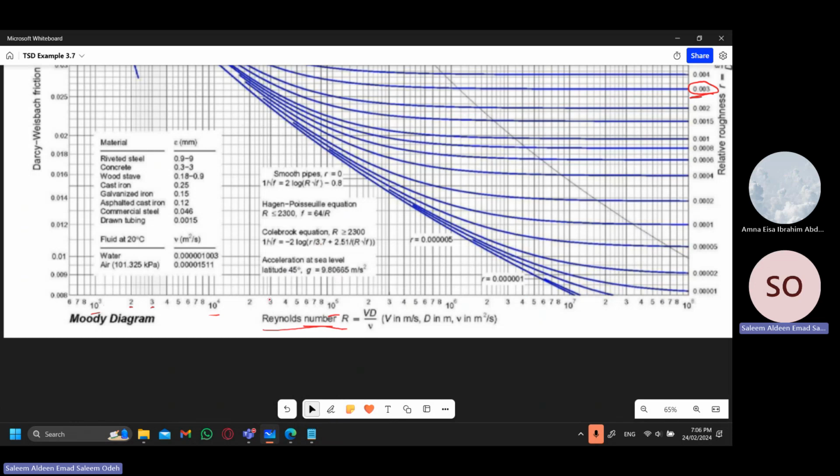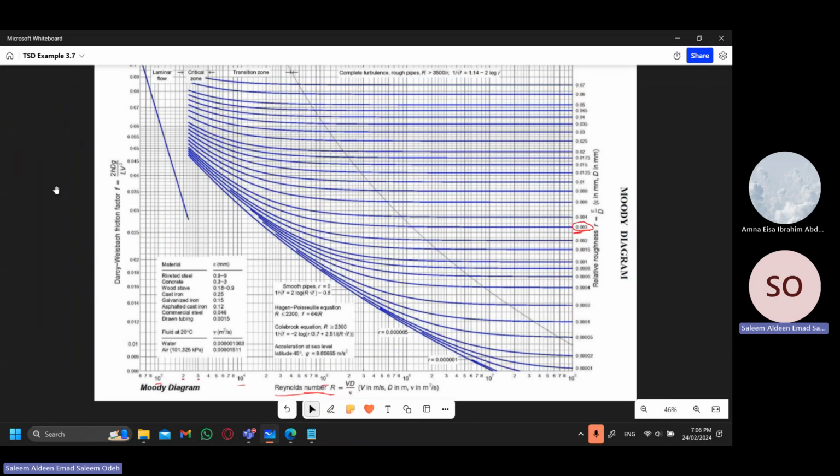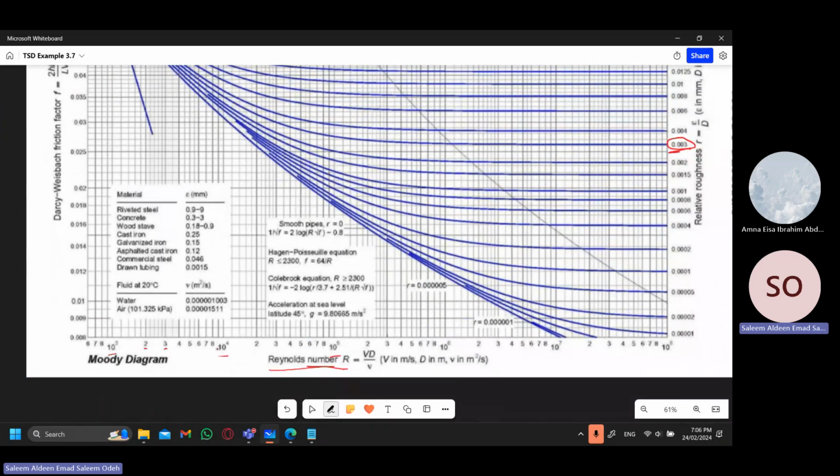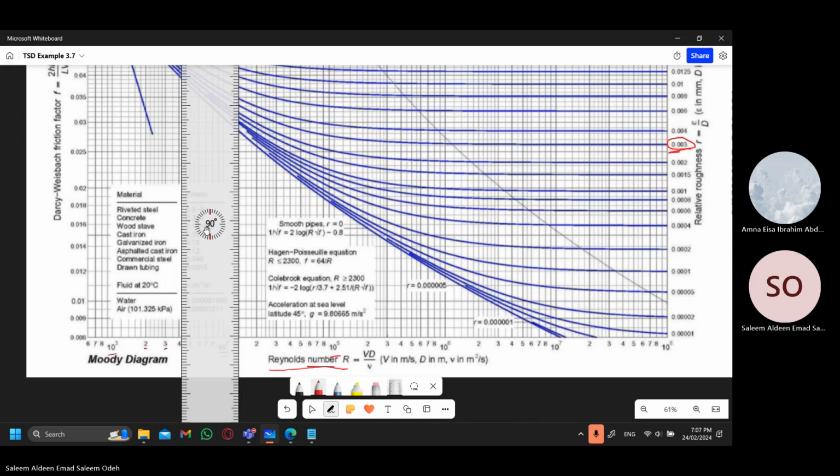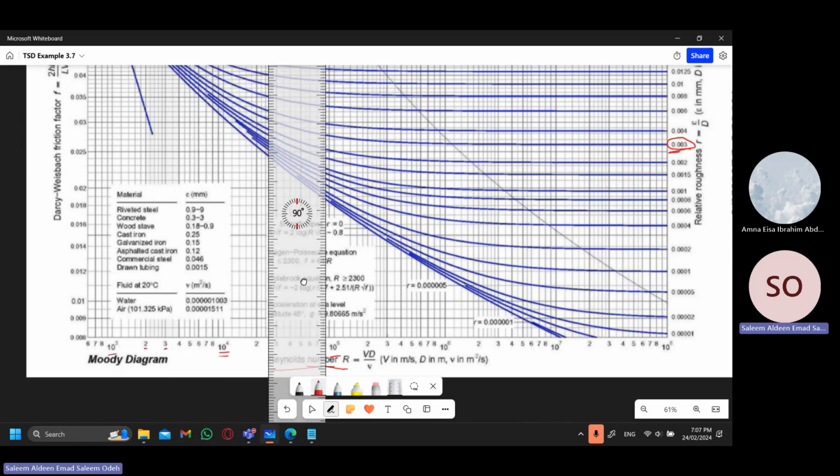So since our value is 8.4 times 10 to the power of 4, we'll go here, times 10 to the power of 4. We'll go to 8, and this is 9. We'll go about halfway. We'll put the ruler halfway between, and we'll just draw a line straight up. And now we will follow this line for roughness over the diameter, this blue line, until we reach the point of intersection, which is right here.